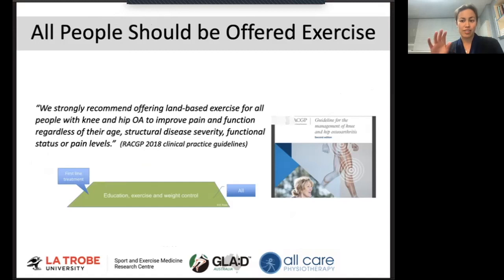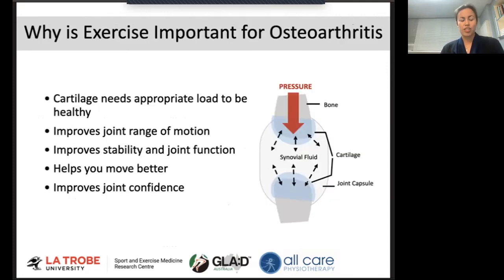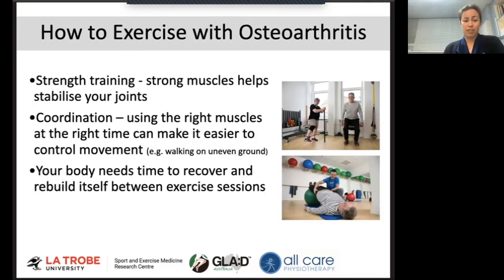Now, coming back to GLAD and how this fits into all of our exercise talk, remember the Australian Clinical Practice Guidelines published by the Royal Australian College of GPs recommends that all Australians seeking care for osteoarthritis should be offered exercise. But why is exercise so important for osteoarthritis as well as the general public? So as we talked about before, your cartilage needs to be loaded appropriately so that it can regenerate itself. Your cartilage and your synovial fluid is only stimulated with dynamic load, okay? So movement and loading stimulates the new development of cartilage, which improves its shock absorbing capacity. This then improves your joint range of motion, stability, and function, which helps you to move better and improves your confidence in your joint.